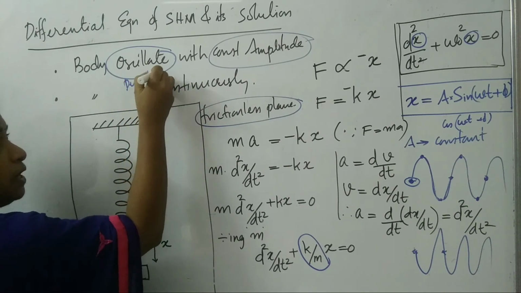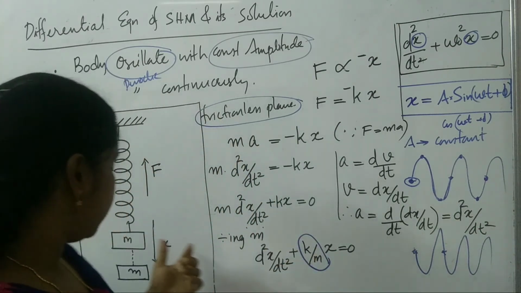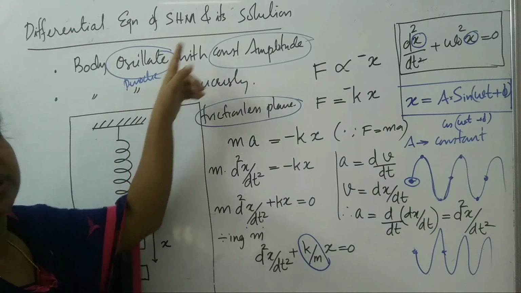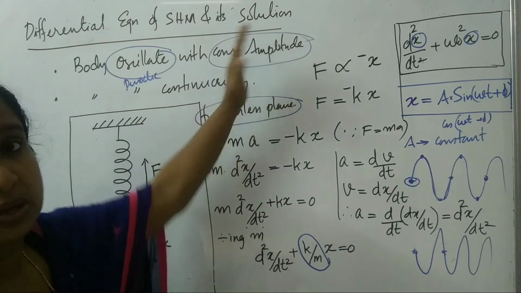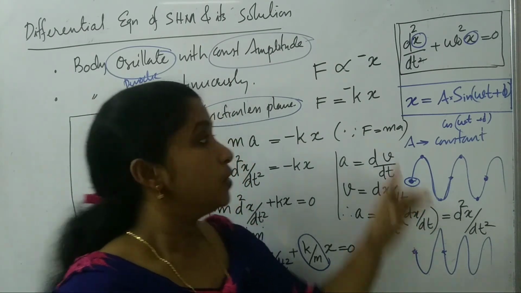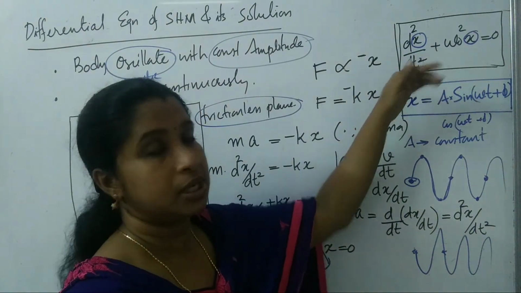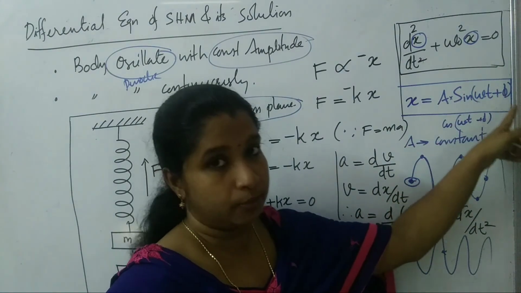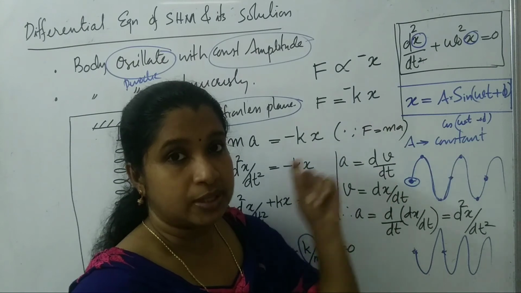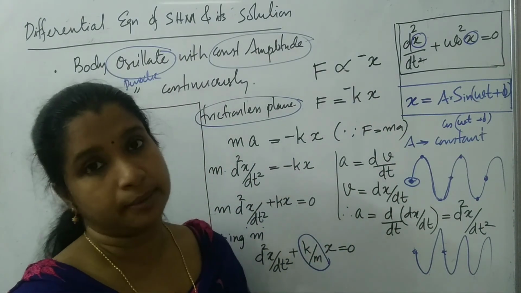If a motion is periodic, then we can state that it is either oscillation or vibration. Here the body is completely involved in periodic motion, so the body oscillates with constant amplitude. If the amplitude is constant, what is the result? The body oscillates continuously. So this is the differential equation of simple harmonic motion, and by solving it we get x equal to a sin(omega t plus phi). A is the amplitude. The amplitude is constant because it is a single term, so we can state that the amplitude is constant in simple harmonic motion.